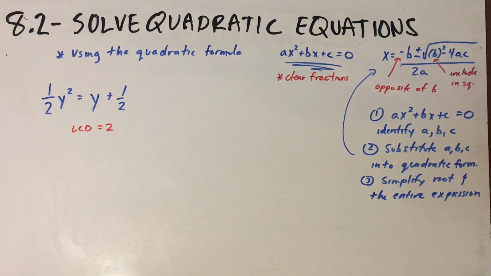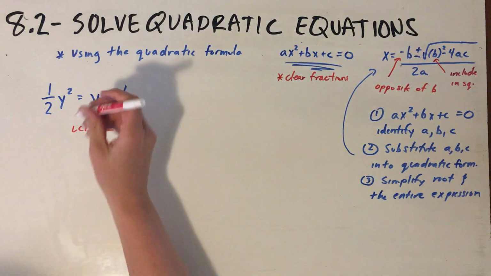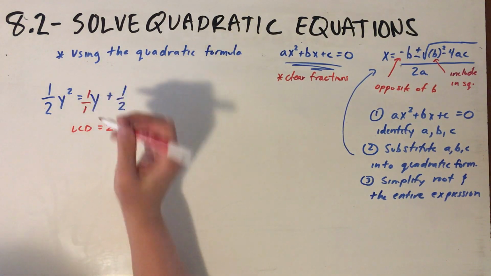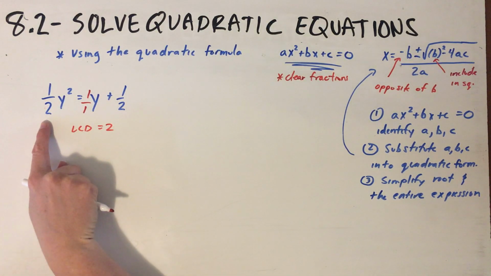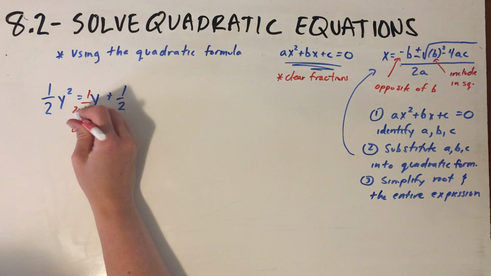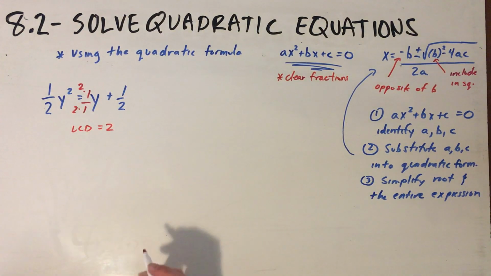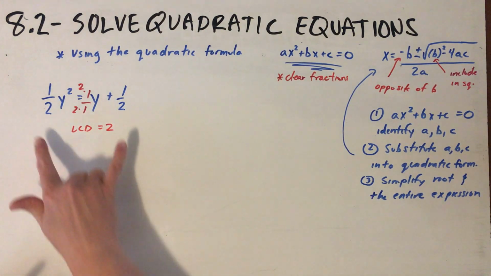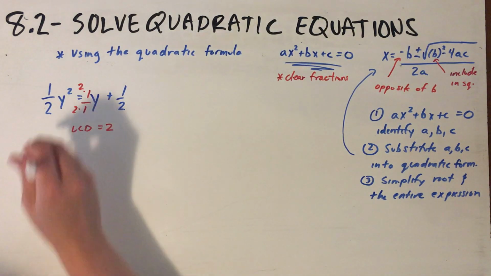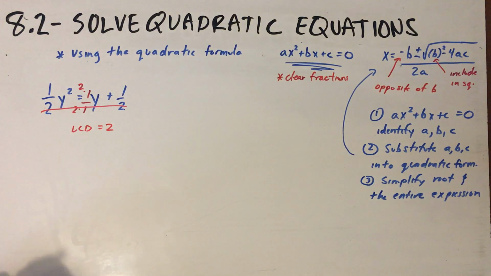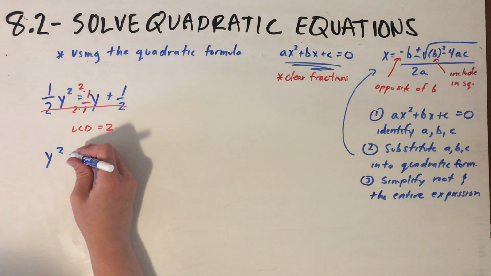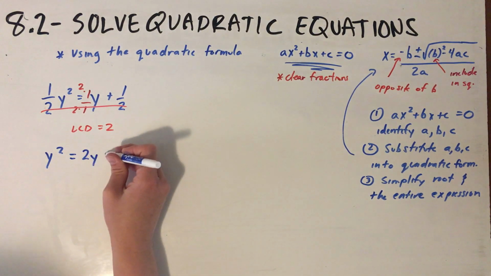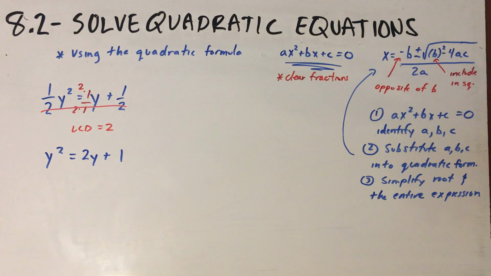And once all of the denominators are the same, then we will have, so this is a 1/1 y. So the LCD is 2. This already has the 2, so we need a 2 here. And when they all have the same denominator, then we can just only look at numerators. So now this would say y squared is equal to 2y plus 1.